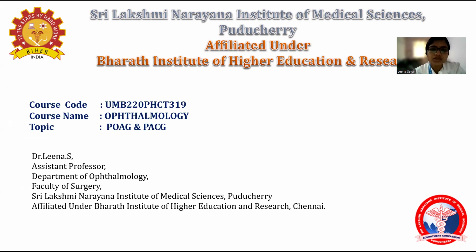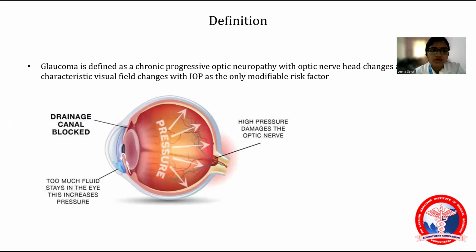Today I am going to discuss the topic primary open angle glaucoma and primary angle closure glaucoma. What is glaucoma? Glaucoma is defined as a chronic progressive optic neuropathy with optic nerve head changes and characteristic visual field changes, with IOP as the only modifiable risk factor.